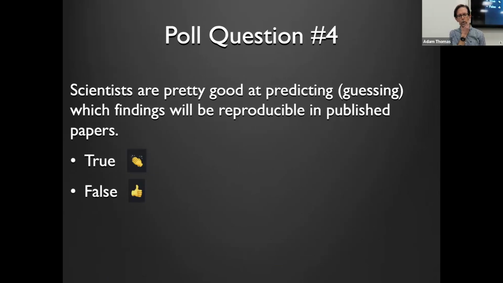Poll question number 4. Scientists are pretty good at predicting, aka guessing, which findings would be reproducible in published papers. So again, 1s and 2s from the audience, or you can do thumbs if you want. We got false, false, false. On the Zoom, everybody's saying false. I got you on this one. It is actually true. Well, to the degree that we've studied.